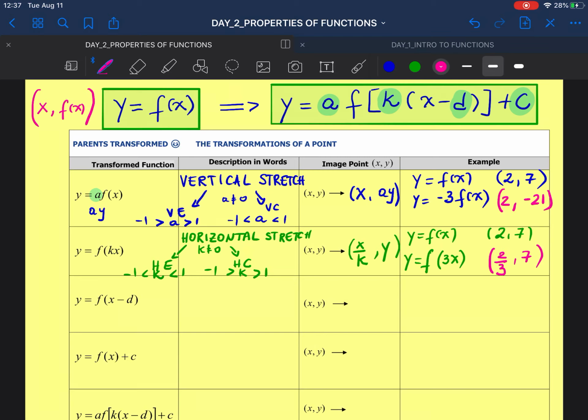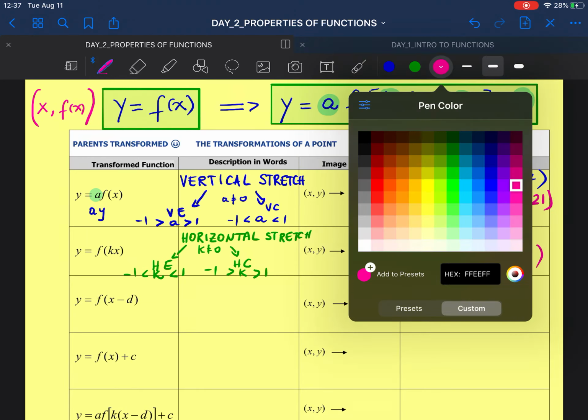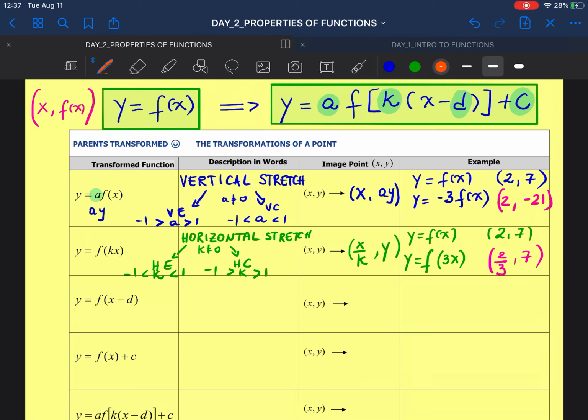The next transformation is the one caused by coefficient d. The coefficient d will cause a horizontal translation. I'm going to go orange this time. So the horizontal translation can be in the right or left direction.